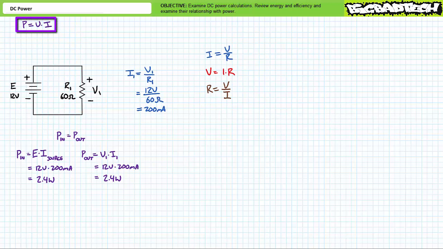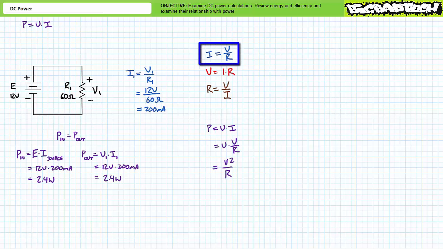Additionally, you are aware that power equals voltage times current. We can use these permutations of Ohm's law to derive other methods of calculating power. For example, given power is equal to voltage times current, and current is equal to voltage divided by resistance, we can substitute V over R for I in the power equation. This demonstrates that power is equal to voltage times voltage divided by resistance, or voltage squared over resistance.